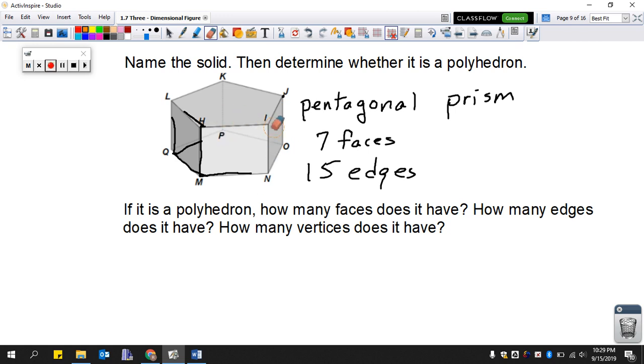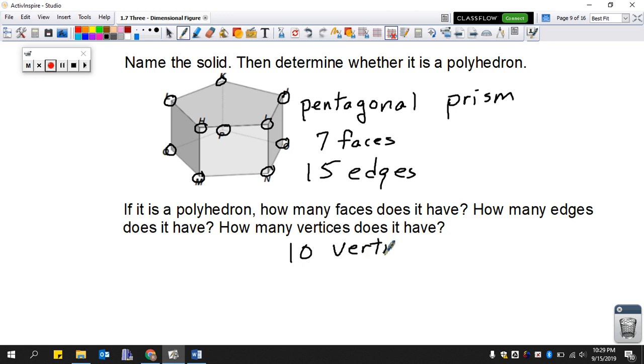And then it asks how many vertices it has. And we can see 1, 2, 3, 4, 5, 6, 7, 8, 9, and 10. So it has 10 vertices. All right.